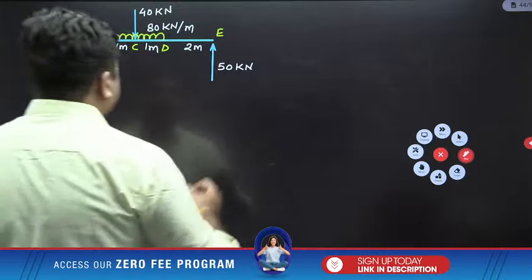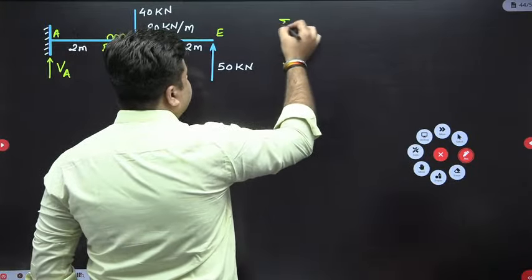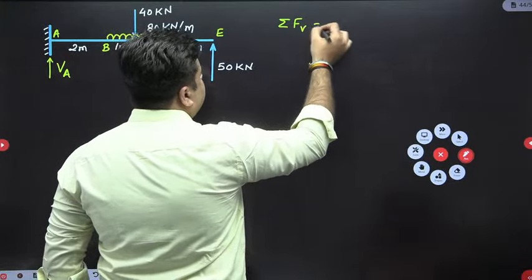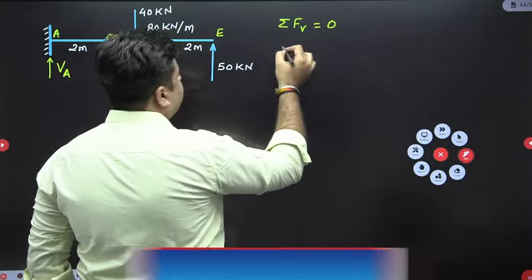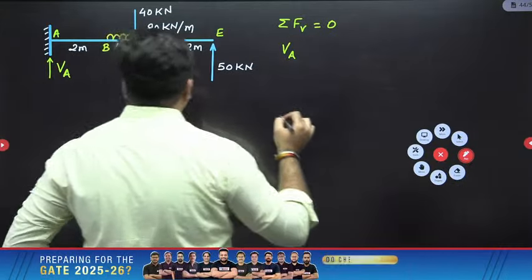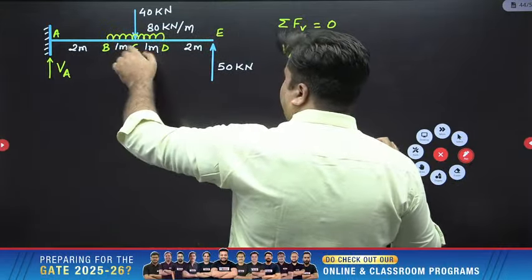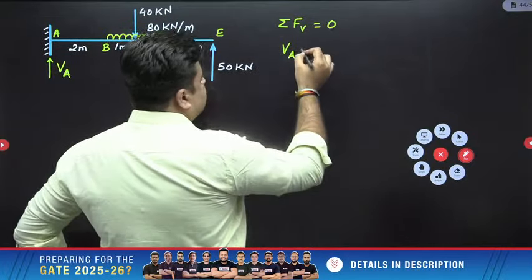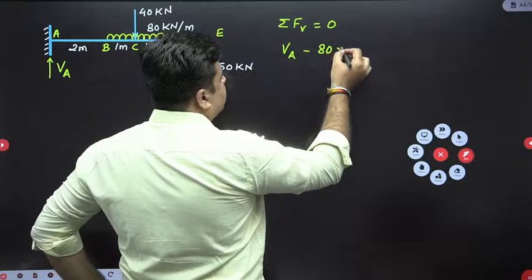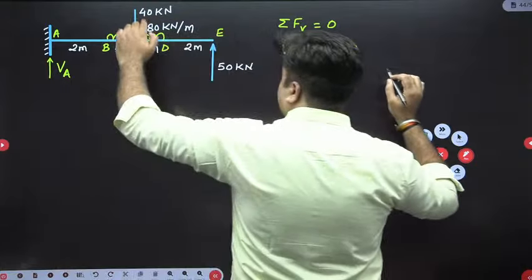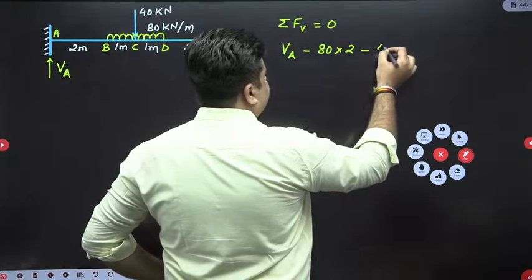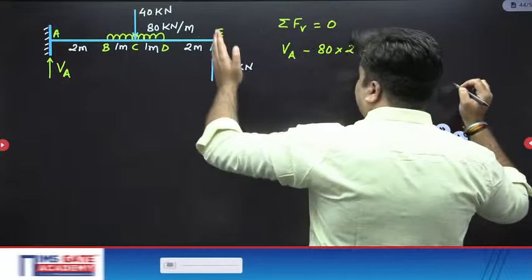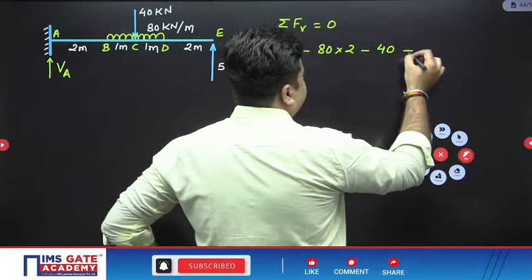Okay. So let's write down summation of vertical forces equal to 0. So you have upward acting VA, so I will write down plus VA. Then this UDL is acting downward. So total load due to UDL will be 80 into 2 meter, so minus 80 into 2. Then this point load is acting downward. Value will be minus 40. And this point load is acting upwards. Value will be plus 50.